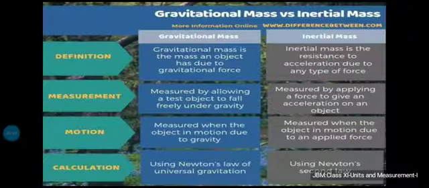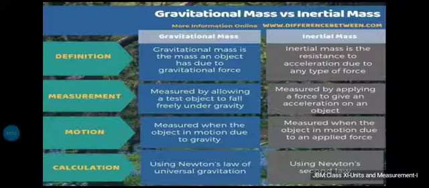So, how to compare between gravitational mass and inertial mass? Gravitational mass is the mass of an object due to gravitational force. Inertial mass is the resistance to acceleration due to any type of force. Gravitational mass is measured by allowing a test object to fall freely under gravity, while inertial mass is measured by applying a force to give an acceleration on an object.